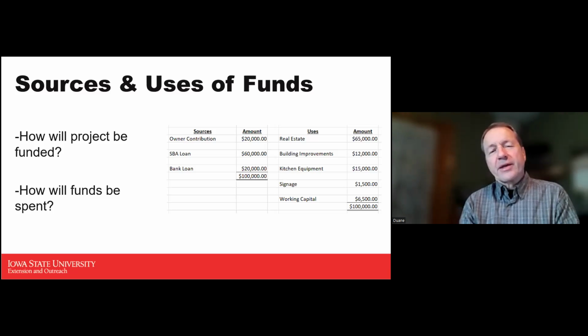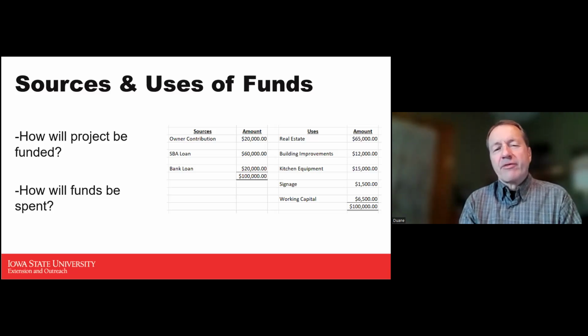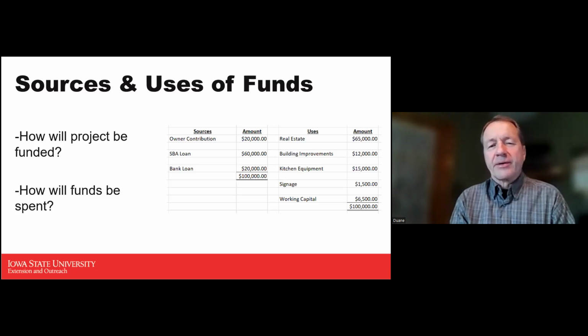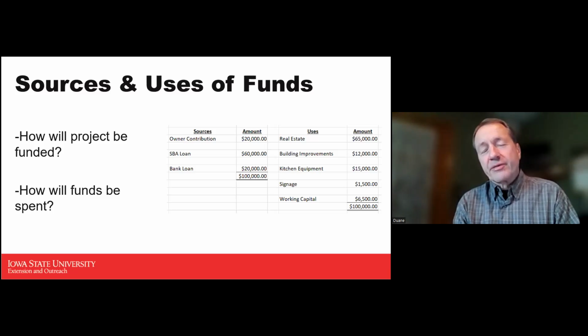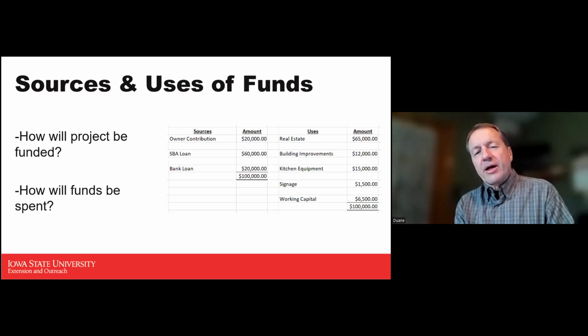And the uses side then is our chance to show the bank how we came up with the $80,000. Why is it that we need $80,000? Well, here's how we're going to spend our money. We're going to spend it on real estate. And this is a very, very simplistic example that this could potentially be like opening a little restaurant. Real estate of $65,000. Building improvements, which is like remodeling, $12,000. Kitchen equipment, $15,000. A sign out front for $1,500. And working capital of $6,500.